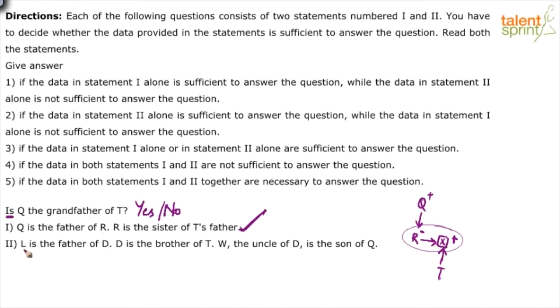Look at statement 2 now. L is the father of D. D is the brother of T.